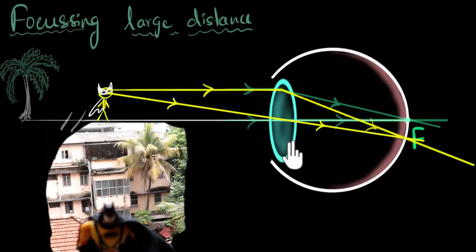So in other words, when you are focusing on Batman or something which is very close to you, the principal focus comes closer. The focal length of your eye gets shorter. So this is now the new focal length.